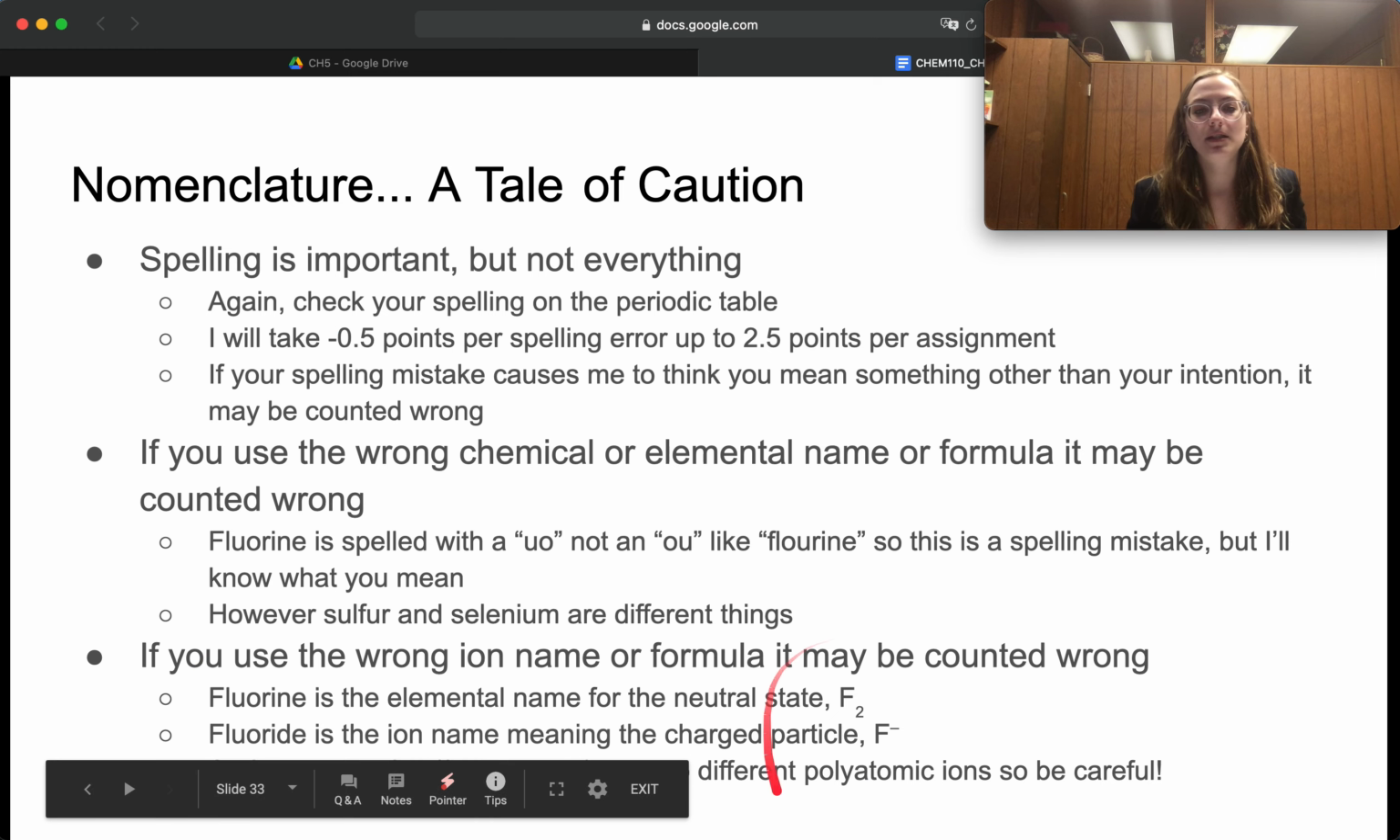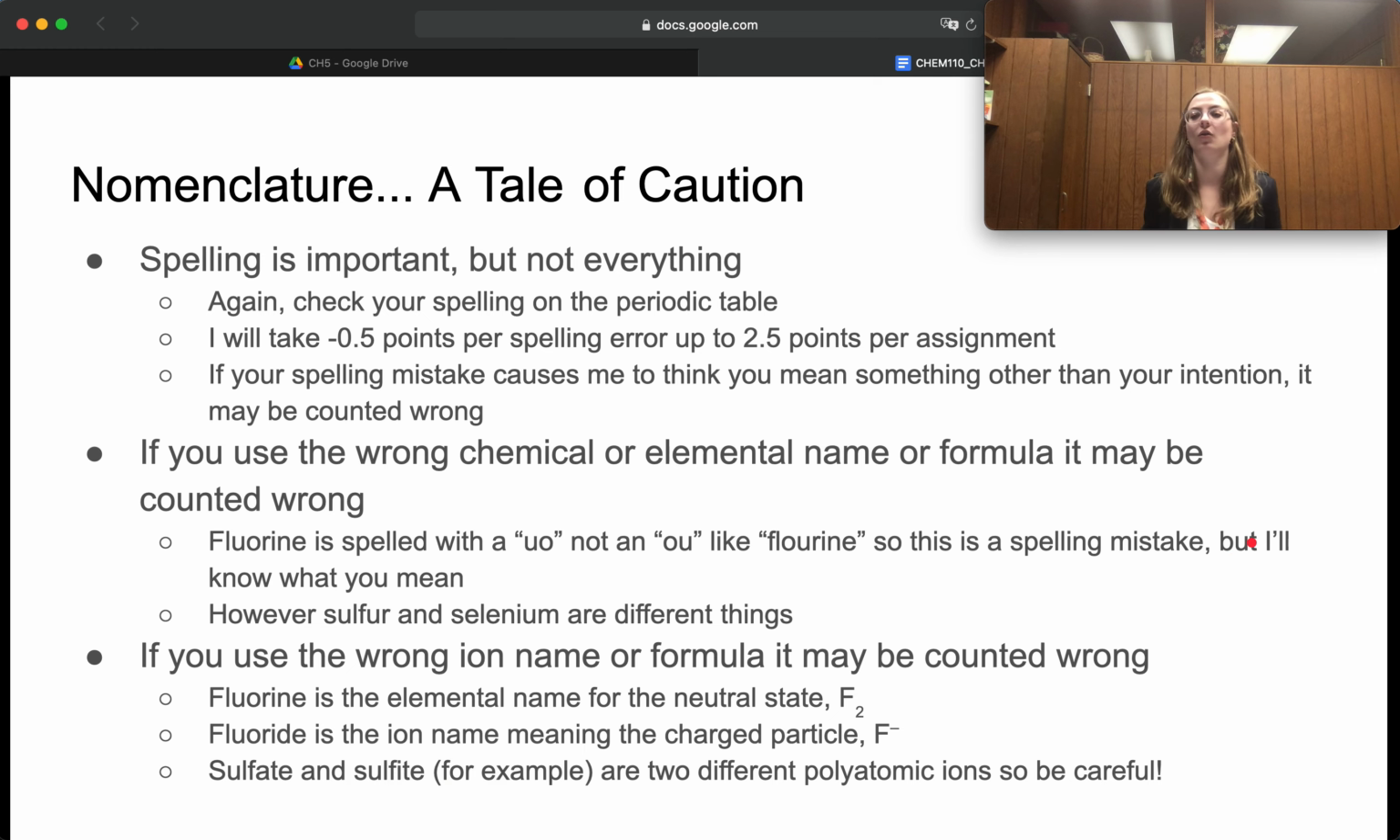And then the last bit here is something that we'll be cautious about. I want to mention it here. We'll talk exactly about these naming schemes as we move forward, okay? But I want to point out that if you use the wrong ion name, you use the wrong formula, you use the wrong formula name, it still may also be counted wrong, okay? So fluorine is the elemental name for the neutral state of an F2 molecule. However, fluoride with a D is the ion name.